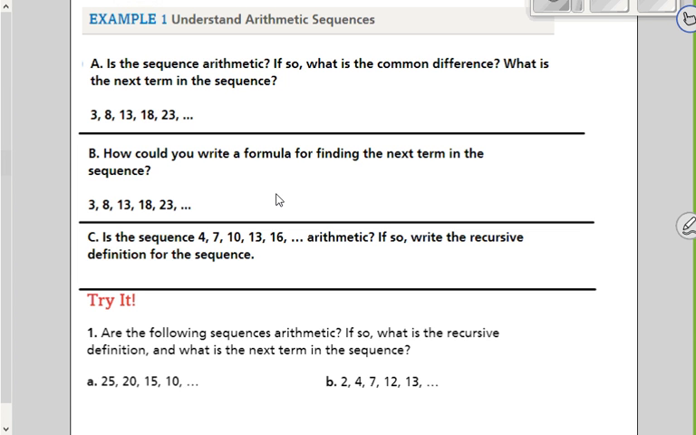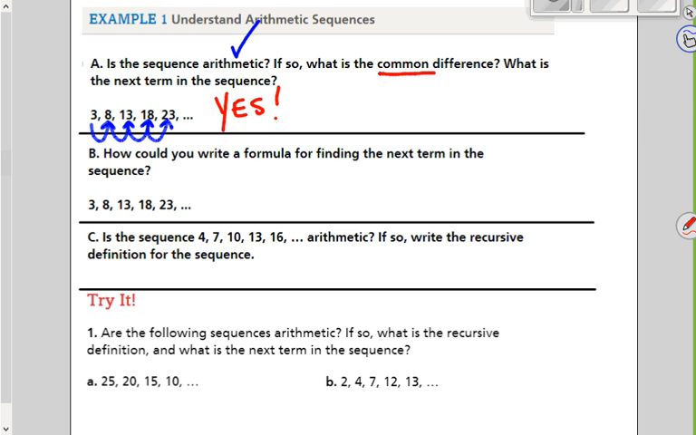Example 1, is this sequence arithmetic? If so, what's the common difference? And what is the next term in the sequence? So here is what we are looking for. The difference from 3 to 8 is 5. From 8 to 13, 5. Goes up by 5. It keeps going up by 5. So I think it's yes, definitely this is arithmetic.